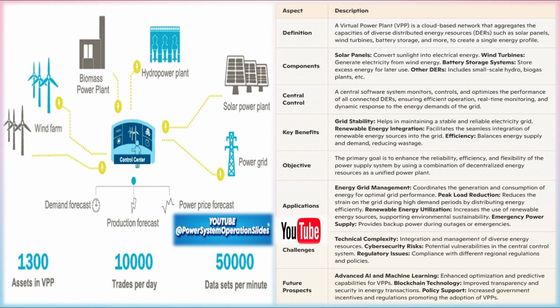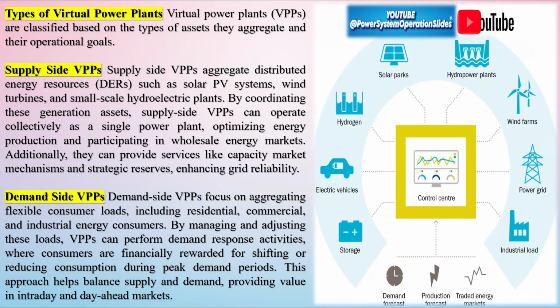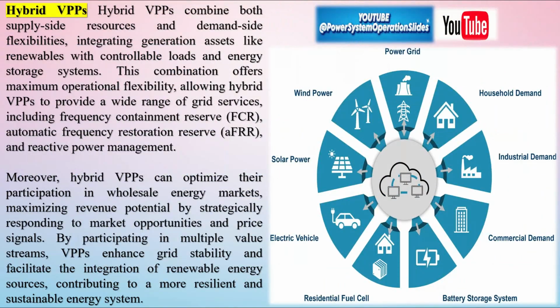Types of virtual power plants. VPPs are classified based on the types of assets they aggregate and their operational goals. Supply-side VPPs aggregate distributed energy resources such as solar PV systems, wind turbines, and small-scale hydroelectric plants. By coordinating these generation assets, supply-side VPPs can operate collectively as a single power plant, optimizing energy production and participating in wholesale energy markets. Additionally, they can provide services like capacity market mechanisms and strategic reserves, enhancing grid reliability.